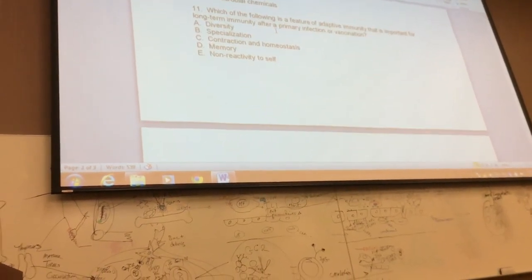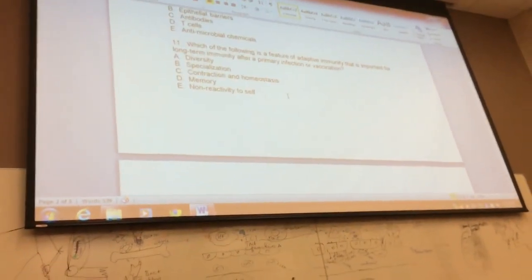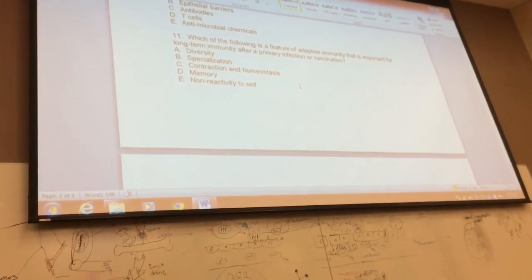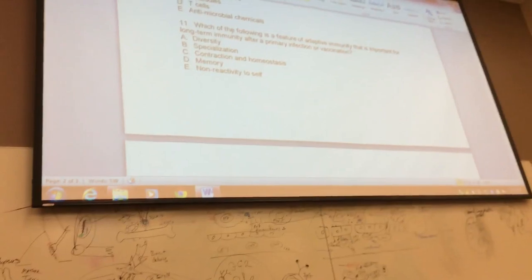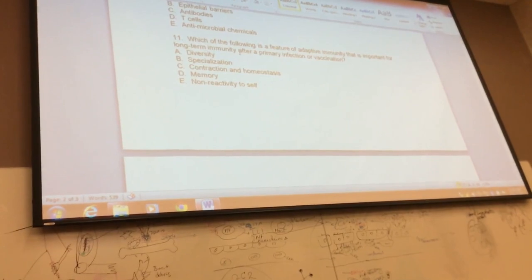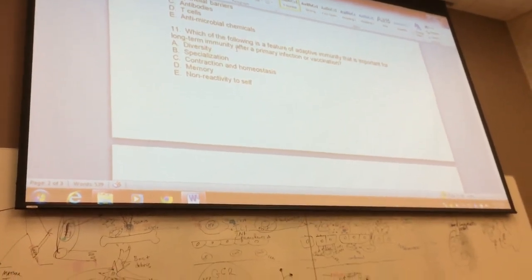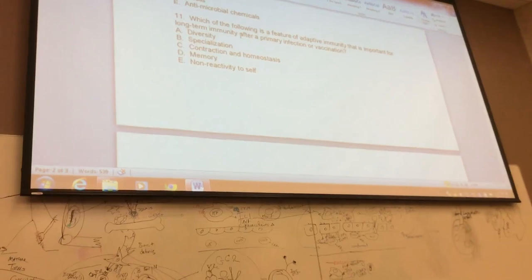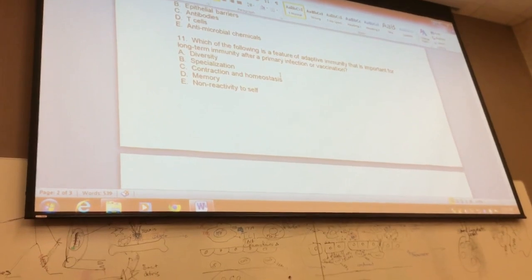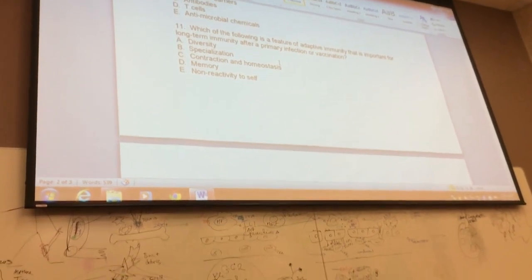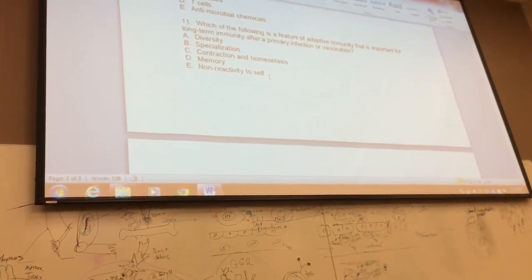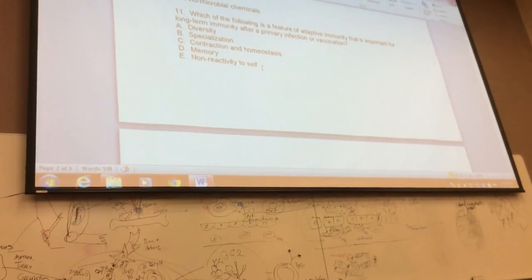Which of the following is a feature of adaptive immunity that's important for long-term immunity against a primary infection or vaccination? Memory. So it's not diversity, because you have diversity. That's important for an immune response in general. Specialization, same thing. There are specific immune responses like Th1 to get rid of intracellular bacteria, etc. Contraction and homeostasis, same thing. You just need to get rid of all those excess cells so you don't become a gigantic lymph node. And non-reactivity to yourself, that's a primary immune response issue as well, so it's memory.